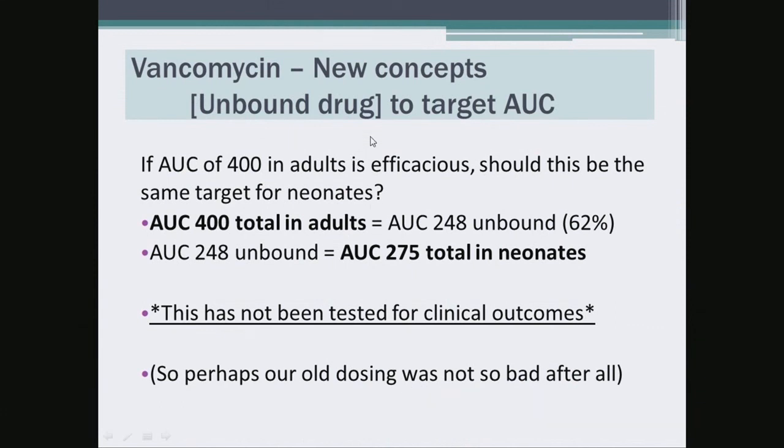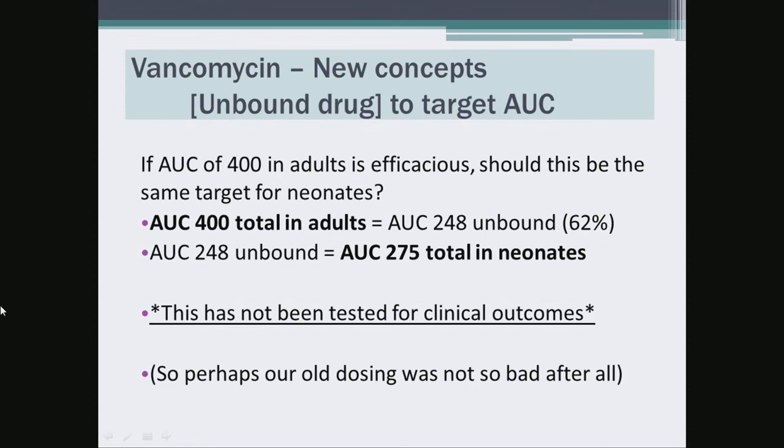So this is an even newer concept than the unbound concentration. What about unbound concentrations and target AUCs? So we're going to do the math again. If a target AUC of 400 in adults is efficacious, should we make this the same target for neonates? Remember, this is based on total drug concentration. So an AUC of 400 total in adults would be an AUC of 248 if you used unbound drug, because their unbound fraction was 62%.